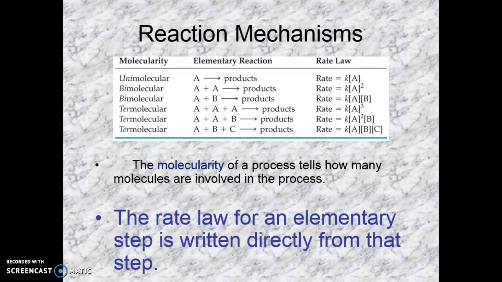The important thing to remember, however, is the rate law for an elementary step is written directly from that step. So notice here you've got A, B, and C in the rate expression. These represent an individual step. And the rate law for that individual step is a direct reflection of what molecules are involved in that step. This is not the overall rate law for the reaction. This is the rate law for the individual step of each of the mechanism.